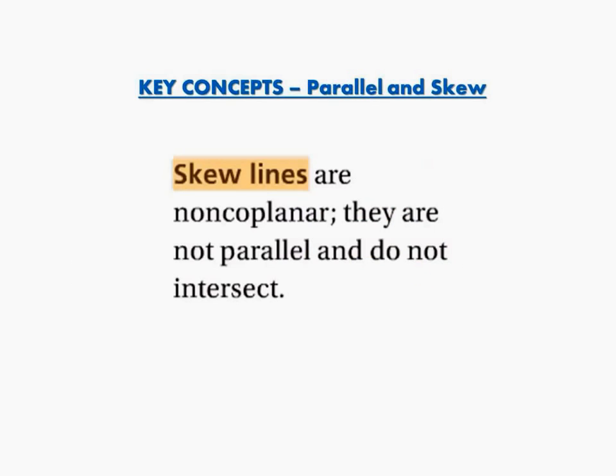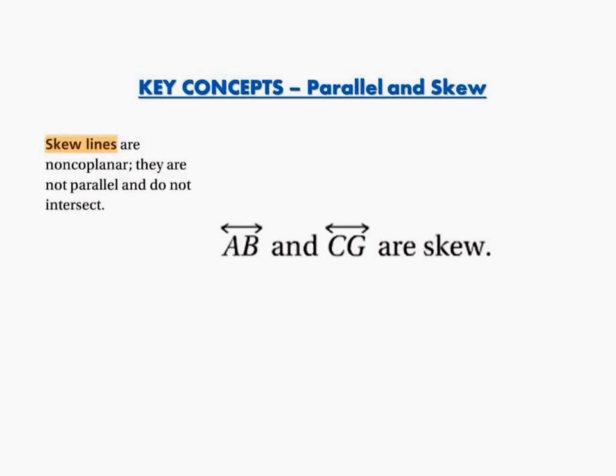Skew lines are non-coplanar, they are not parallel, and they do not intersect. And we would write it as line AB and line CG are skew. There is no symbol for skew.